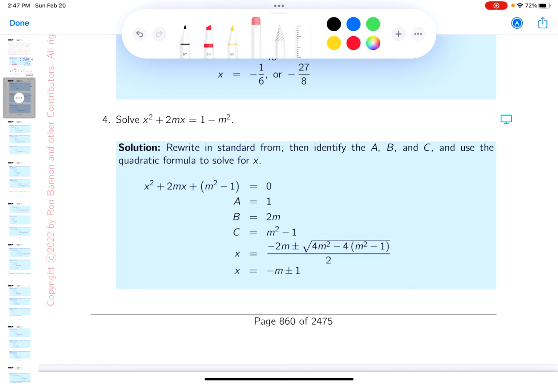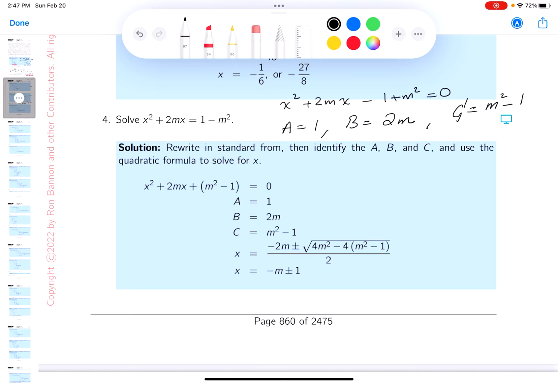Okay, the assumption is we're solving for x. So I'm going to put this in standard form, and that would be x squared plus 2mx, and then it's going to be minus 1 plus m squared equals 0. So the a, if I'm going to use the quadratic formula, is 1. The b is twice the m, and the c is going to be m squared minus 1.